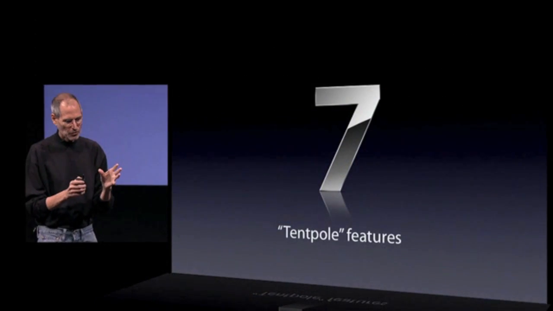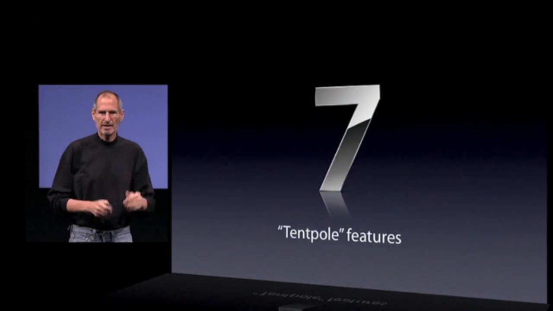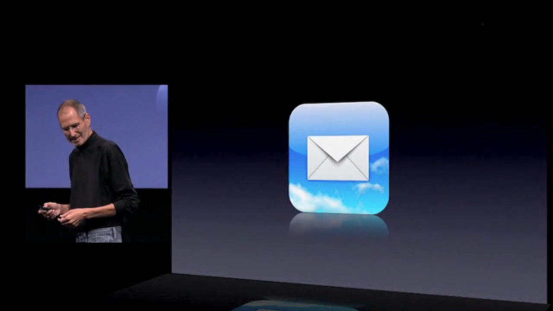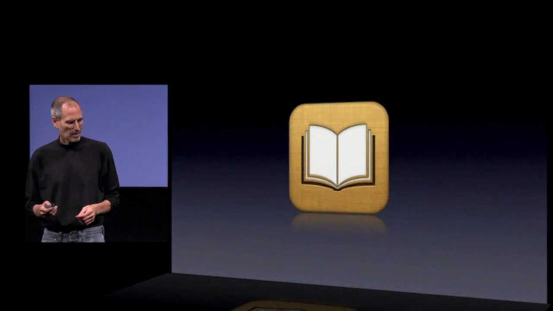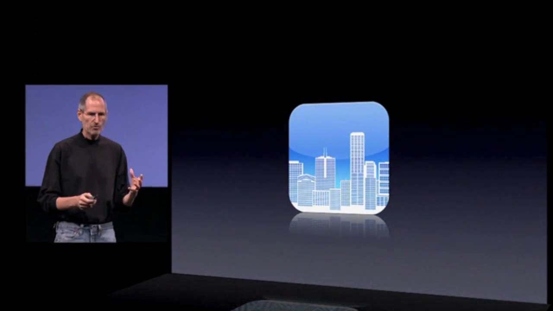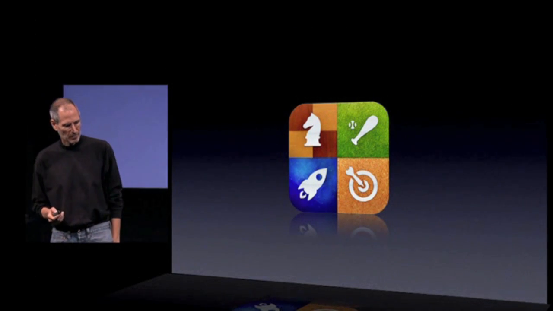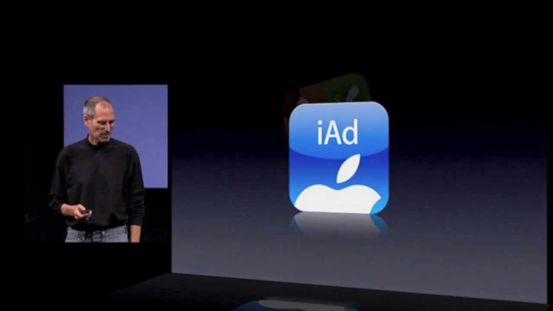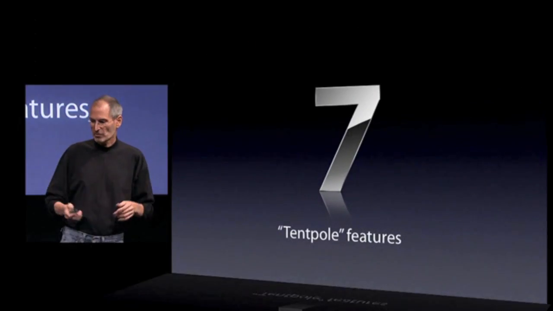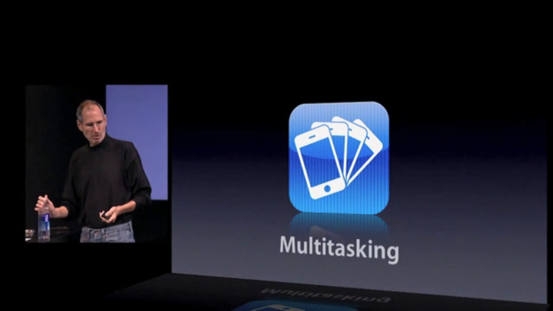Now, of those, we're going to talk about 7 today. We call them tentpole features: multitasking, folders, a dramatically enhanced Mail client, iBooks, much deeper enterprise features, a preview of GameKit, and iAd. Let's start off with the first one, multitasking.